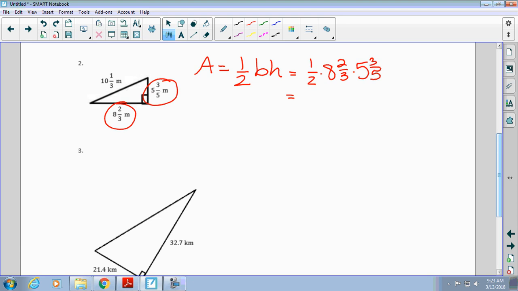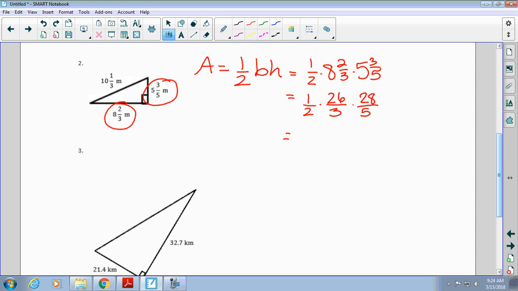So 1/2 we don't have to mess with. It already has just a numerator and a denominator. We want to make this 8 2/3 just have a numerator and denominator. So 8 times 3 is what? 24 plus 2 is 26. You keep the original denominator. Times 5 times 5 is 25 plus 3 is 28 over 5. All right, so this is where kids start to lose their minds.